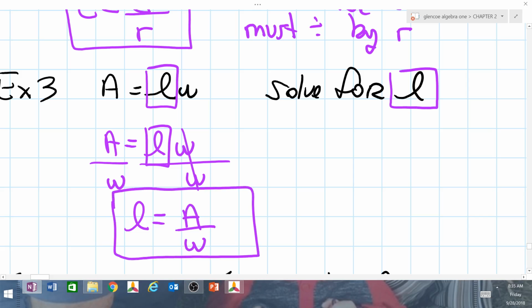So sometimes when you're solving a word problem, instead of them just asking you for the area, maybe they gave you the area and they gave you the width, and they say find the length of the rectangle.